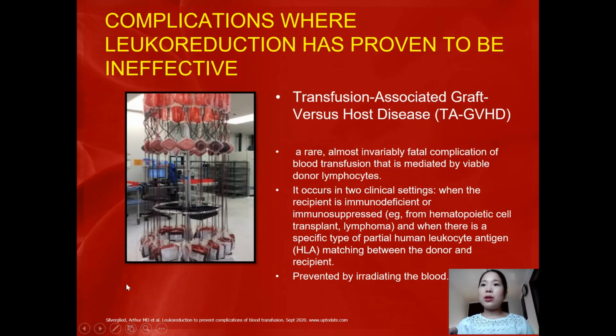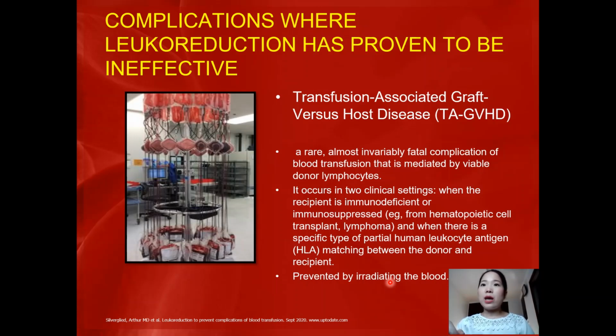Another complication that has been associated with the leukocytes in the blood products is the transfusion-associated graft versus host disease. However, this has not been proven to be prevented by giving leukoreduced products. Instead, you should give an irradiated type of blood product in order to prevent this transfusion-associated graft versus host disease.